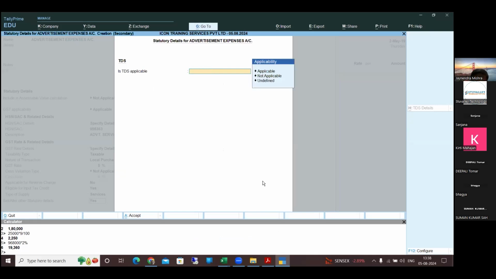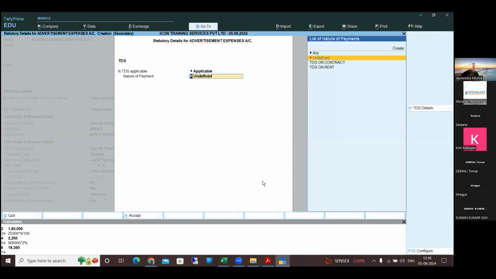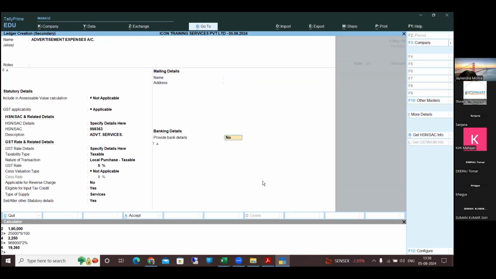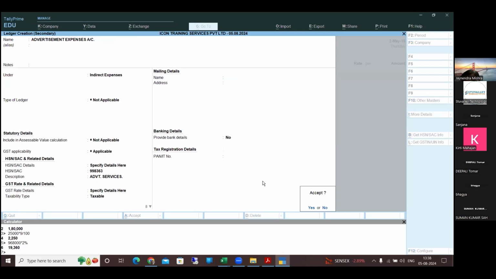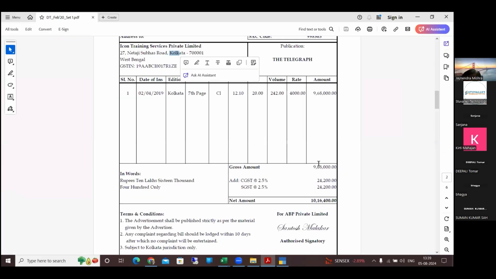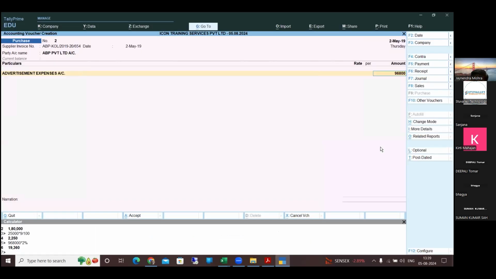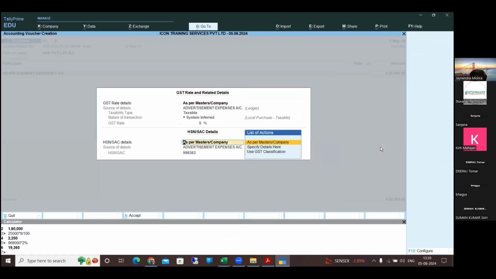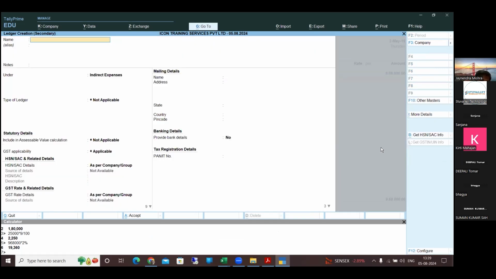Is TDS applicable under which section? 194C, TDS on contract. Write how much, look at the value, friends, 9,68,000. Now prepare the next ledger, TDS on contract.